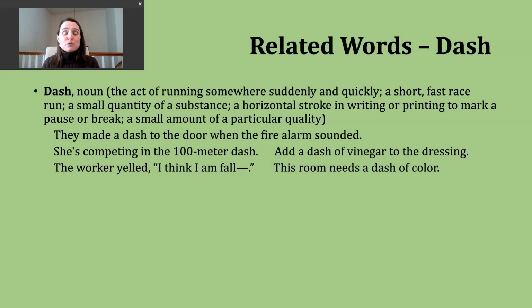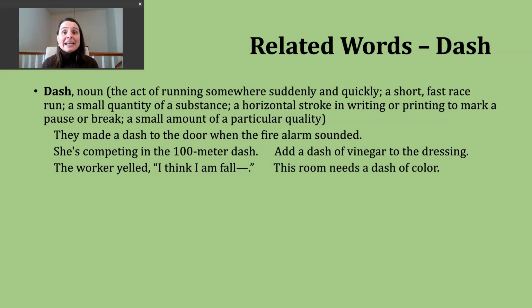So the first way we use the noun dash is to refer to the act of running somewhere rather suddenly or quickly. So again, the idea here is not a lot of planning. An example of this: They made a dash to the door when the fire alarm sounded. So maybe this wasn't a planned drill, right? So we're kind of talking about them getting up and moving or running towards the door.